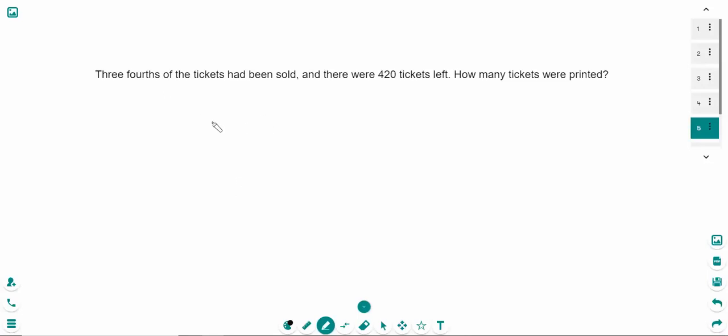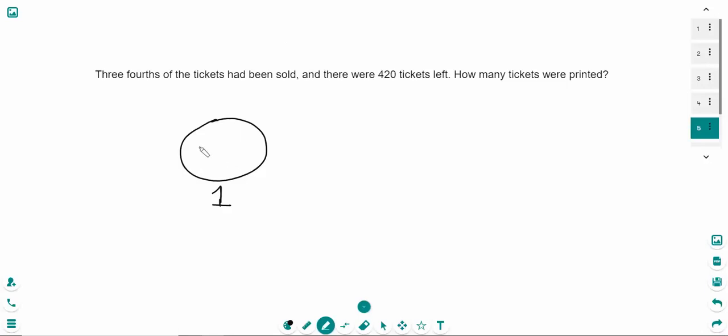All right. So we have our bubble. This is our one or our whole or total, whatever you want to think of there. 3/4 of the tickets had been sold. Okay? And there were 420 tickets left. How many tickets were printed?